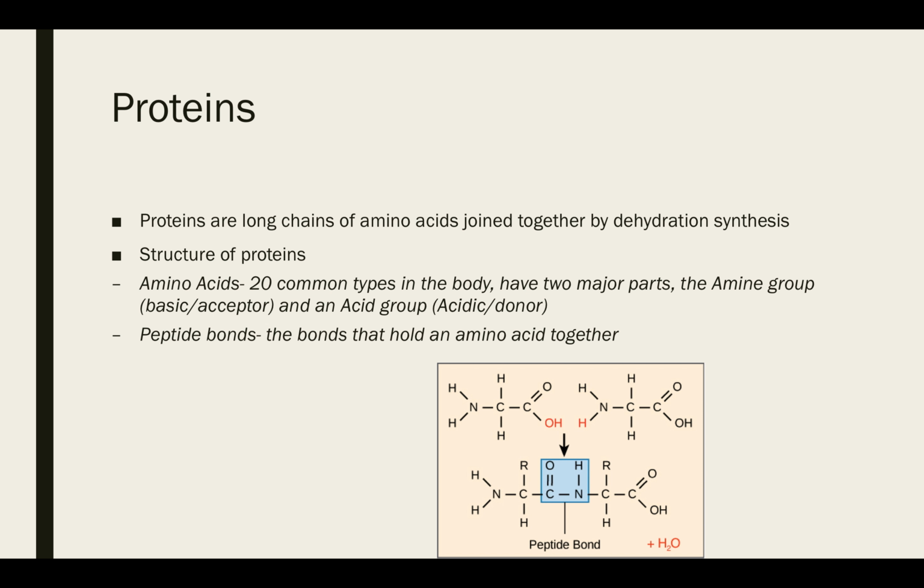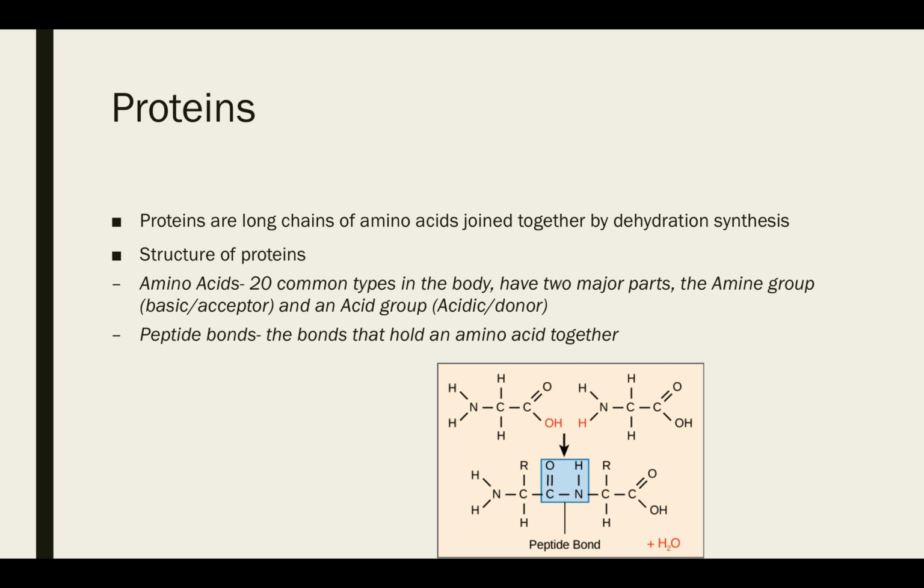Now we're going to go and talk about proteins. Proteins are just long chains of amino acids joined together by dehydration synthesis. Very important. The structures of proteins. Amino acids. There are 20 common types in the body, and they have two major parts. An amine group, which is basic or a base, and that is the acceptor, and an acid group, which is acidic, and that's the donor.